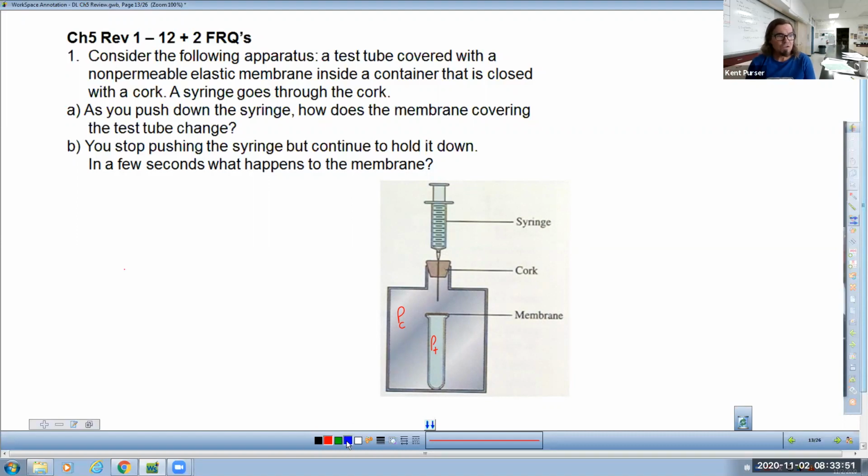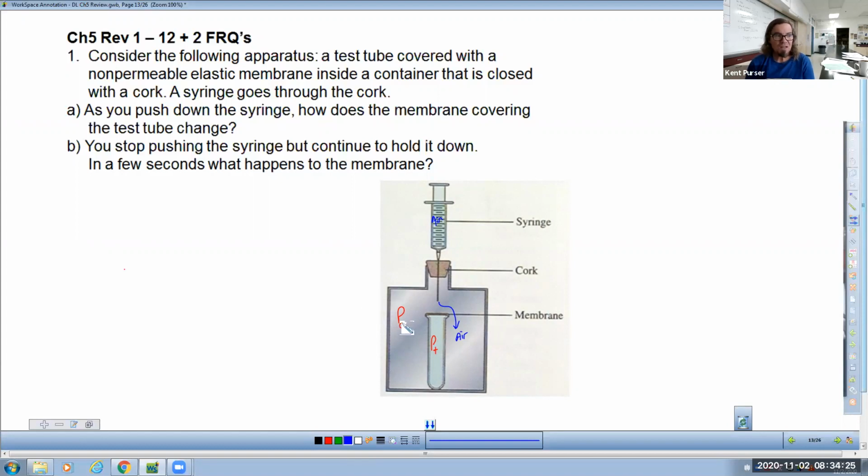By pushing down on the syringe, I think we all recognize that the air that's inside of the syringe, or it could even be a liquid if you're thinking of a needle for a shot or something like that, whatever it is, is going to inject particles into this container. I'm going to stay with the air theme. If you inject particles into this container, you're putting more particles in there, which means you're going to cause the overall pressure inside the container to increase.